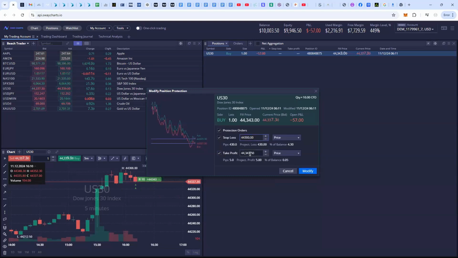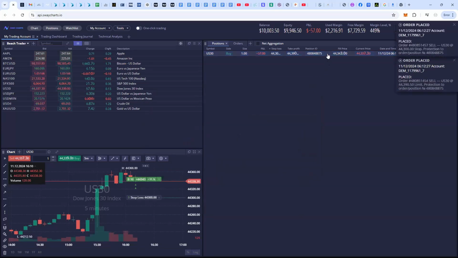Let's go to the take profit, and we want to do the same thing. We want to make about the same amount. So let's try 70. 44370. That would be $275 we would make. Let's go to 80. And that would be 375 we would make. So let's go to 90 because we want it to be the same or a little bit more for the take profit. So we're going to lose 430. We'll win 475. Let's modify that.